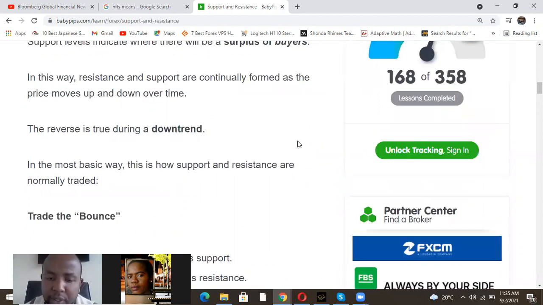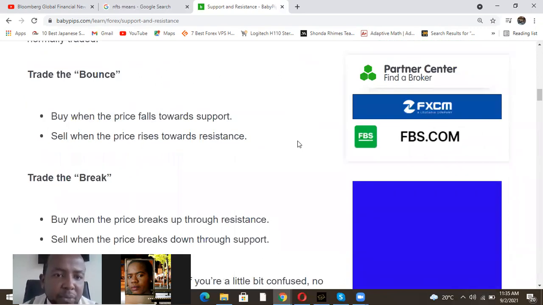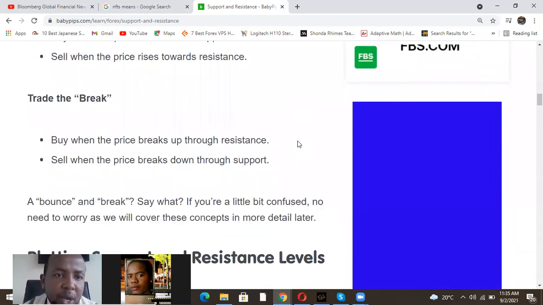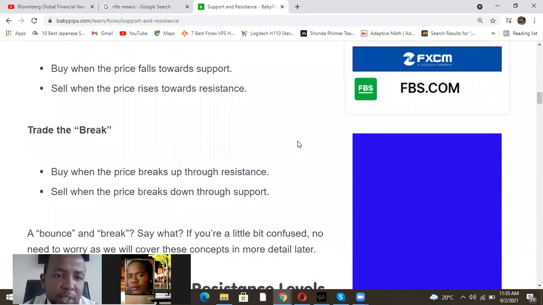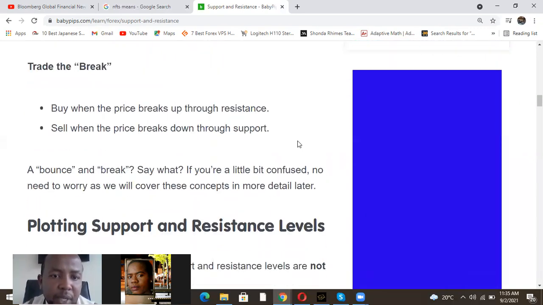Let's keep going. There's something called trade the bounce. This is when you buy when the price falls towards support, or sell when the price rises towards resistance. Then we have the break. The price will break either through the resistance or the support. So you're buying when the price breaks through resistance, or you're selling when the price breaks through support.